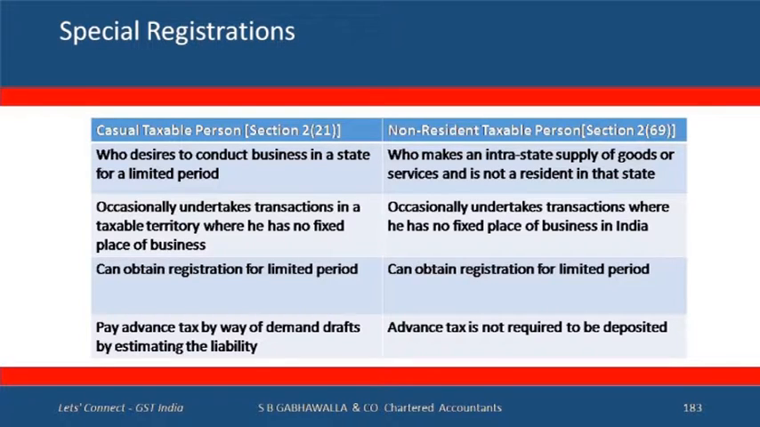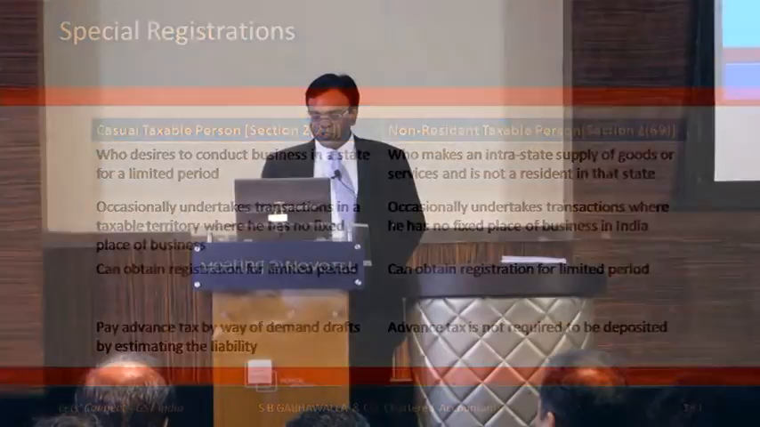Casual taxable person and non-resident taxable person both can obtain registration for a limited period. However, in discharging liability, a casual taxable person shall have to pay advance tax by way of demand drafts by estimating his liability. However, a non-resident taxable person need not pay advance tax as a deposit. So this is one area where, because you will have cross-border, cross-state services or exhibitions and things like that, this type of special provisions have been created.